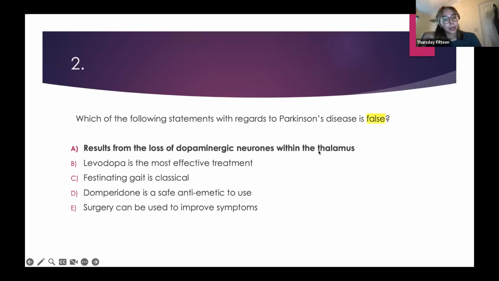So the answer to this question was actually A, because it was which of the following statements is false. I'll go through the answers with you. A was false because Parkinson's results from the loss of dopamine neurons within the substantia nigra. So super picky, but the question's trying to test your knowledge of the neuroanatomy.